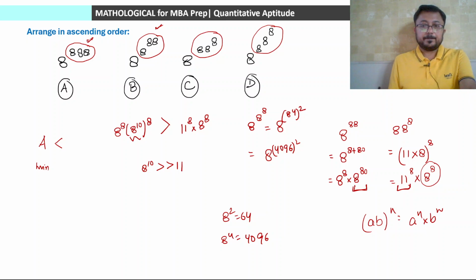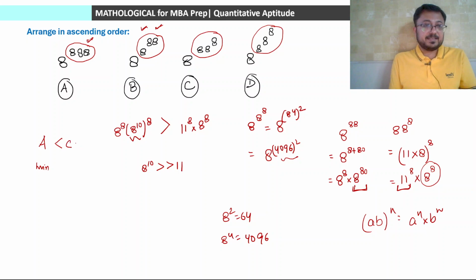Clear? Okay, 8 to the power 4096 whole squared. So this value will be much larger. D will be much greater than B, because B is 8 to the power 88 only, and this is 8 to the power 4096 whole squared. So D is the largest number.